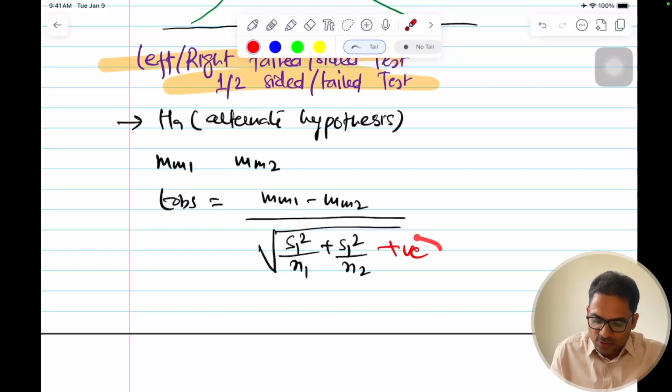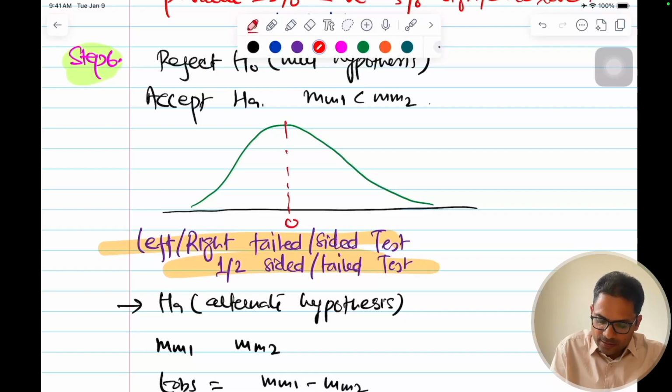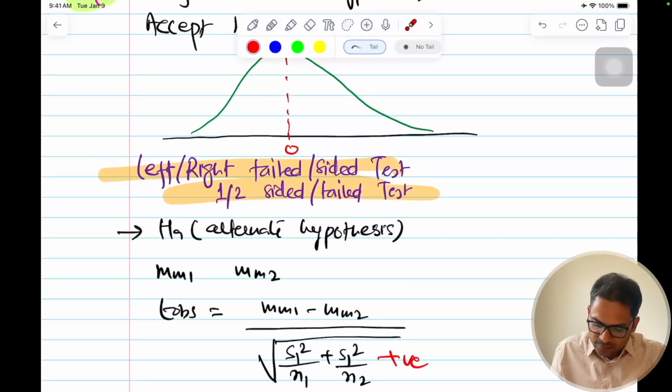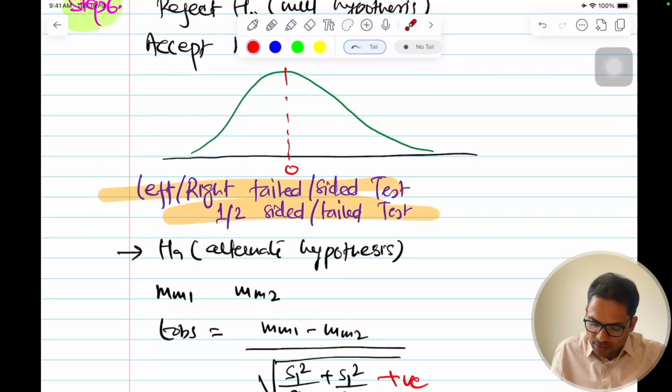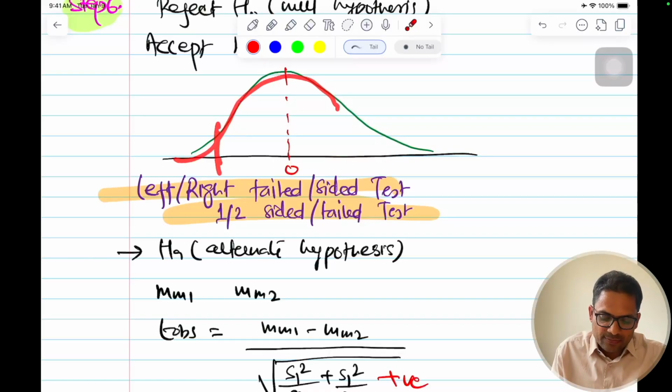Denominator is always positive. So if it is negative, for example, say this is 0. My T observed here, what values will it take? It will depend on the numerator only. So if mean recovery time M1 is greater than M2, then it will go on the positive side, because this one is greater. And if M1 is less than M2, then it will go on the negative side. If we go on the positive side here, then this is called a right tail test. And if you go on the negative side, it is called a left tail test or left sided test. Okay, so let's go one by one.